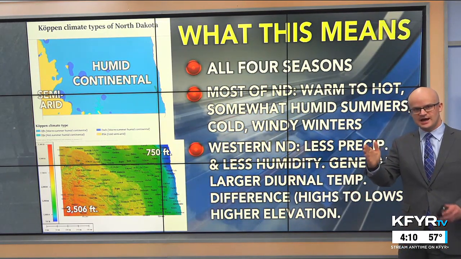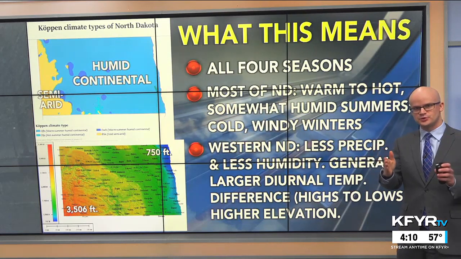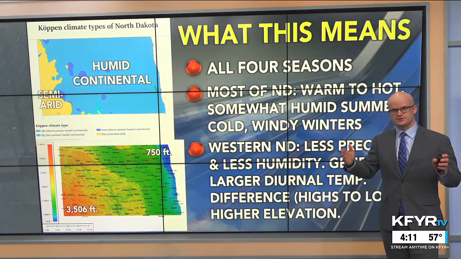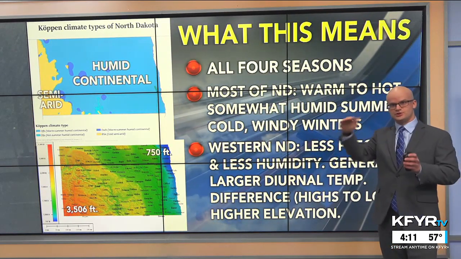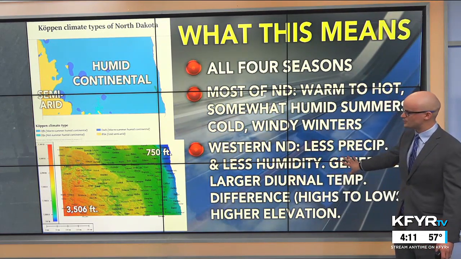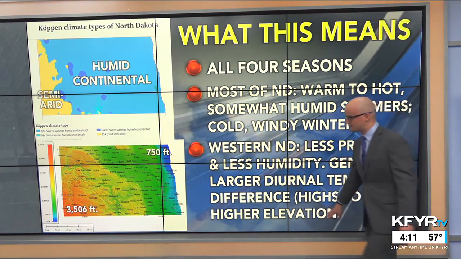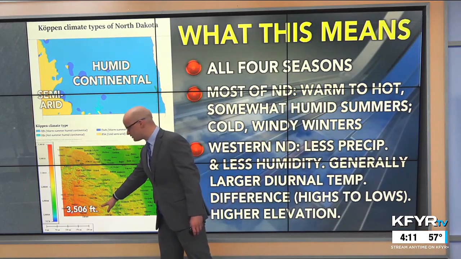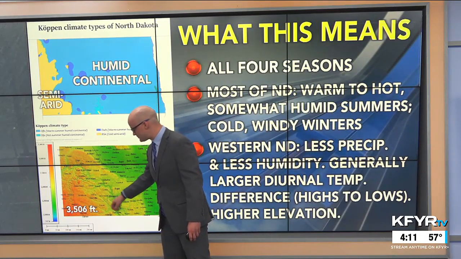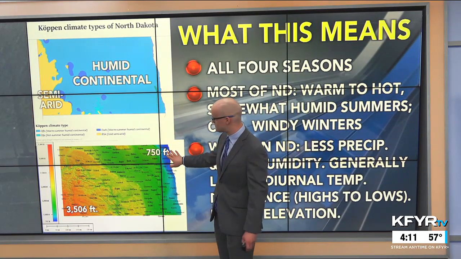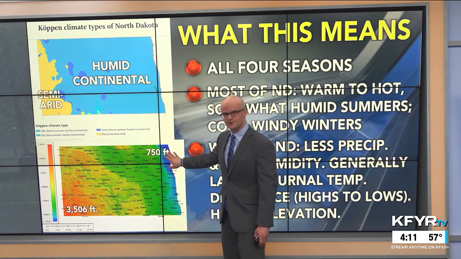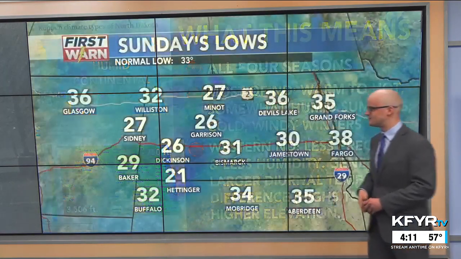Diurnal range is your high temperature and your low temperature, the difference between the two. And when you have a larger diurnal temperature swing from your lows to your highs, that's seen a lot more across western North Dakota. The higher elevation in the far southwest also kind of plays a role in this. White Butte at 3,500 feet compared to far northeastern North Dakota, the lowest elevation in the state at only 750 feet above sea level.